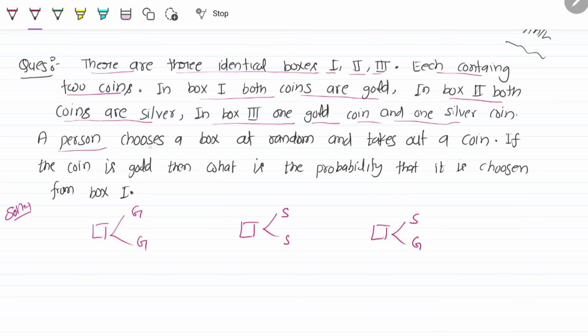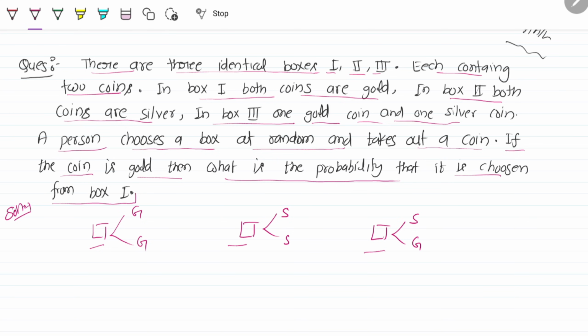Now, a person chooses a box. Suppose you are the person. You are choosing a box. Now you can choose either this or this or this. You don't know in which both are gold, in which both silver, in which one silver, one gold, because they are identical. Correct? So suppose you are choosing a box at random and take out a coin. If the coin is gold, whatever coin you have taken out comes out gold, then what is the probability that it is chosen from box 1?